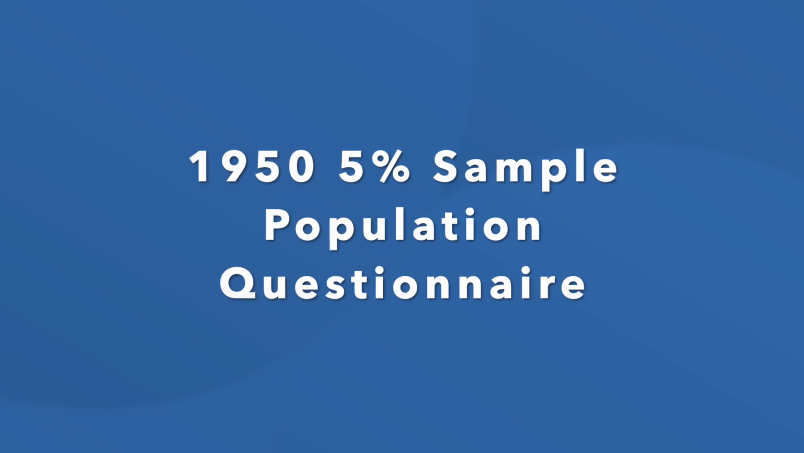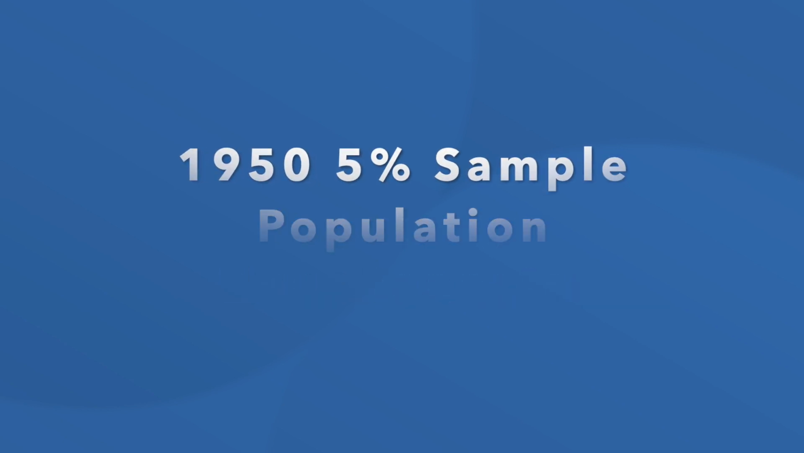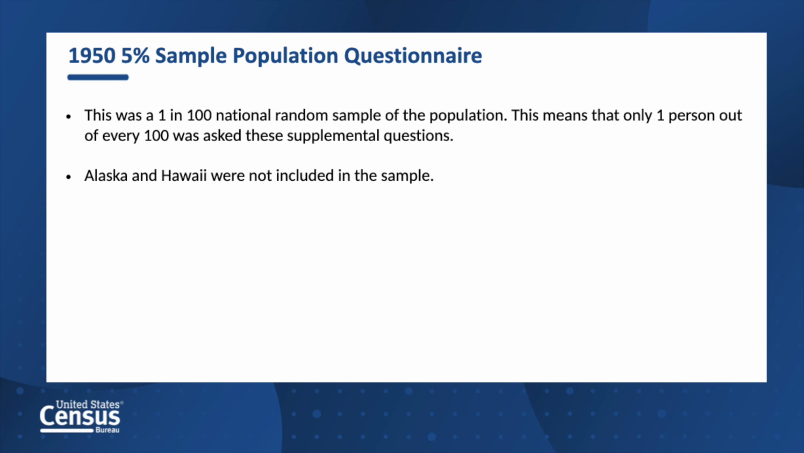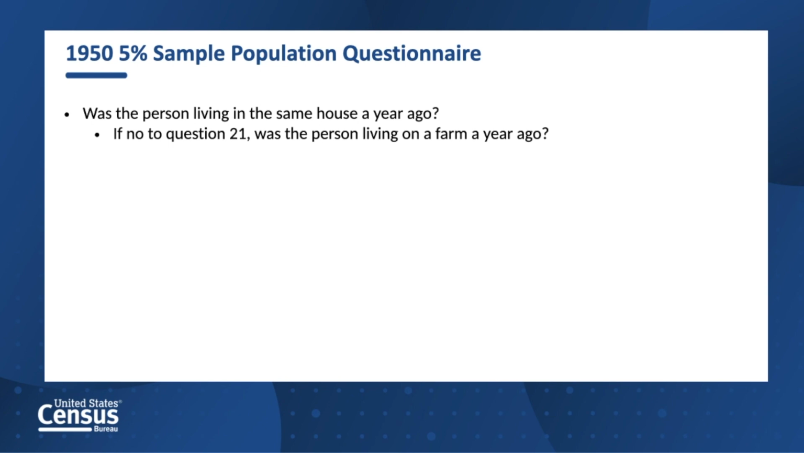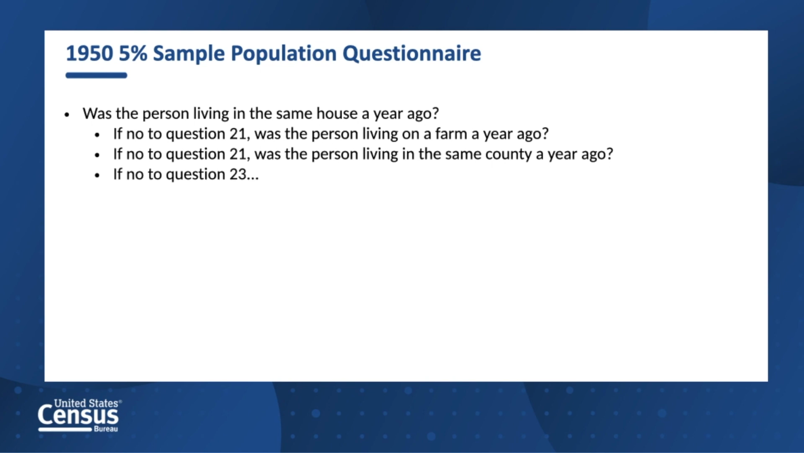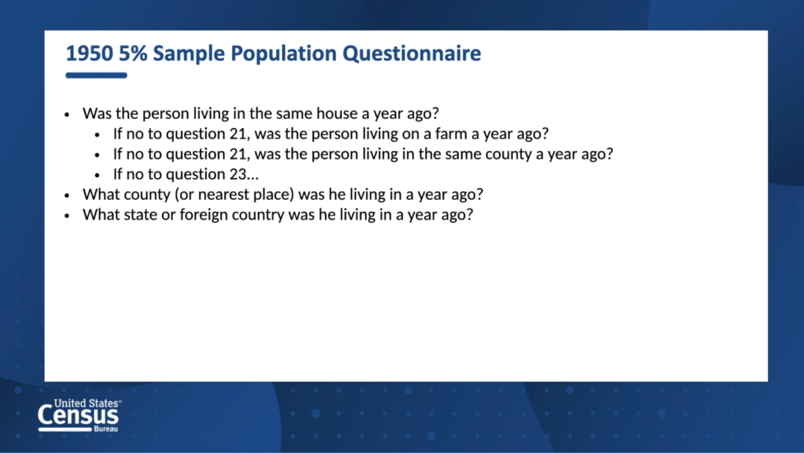1950 5% sample population questionnaire. This was a 1 in 100 national random sample of the population. The 1950 samples do not include data from Alaska and Hawaii. First question, was the person living in the same house a year ago? If no, was the person living on a farm a year ago? If no, was the person living in the same country a year ago? If no, go on to question 23. What country or nearest place were they living in a year ago? What state or foreign country were they living in a year ago?